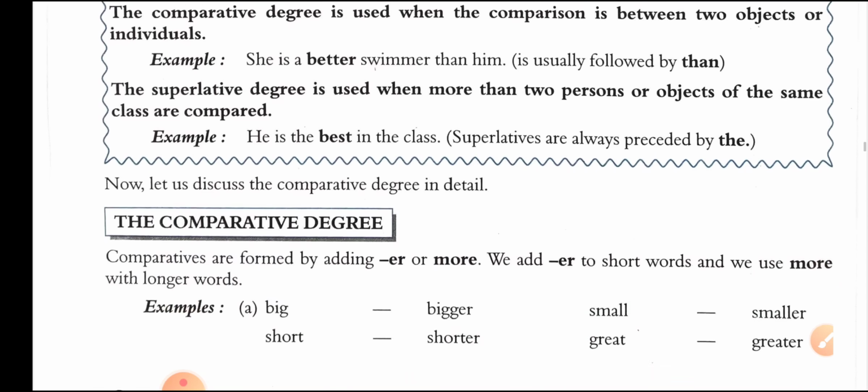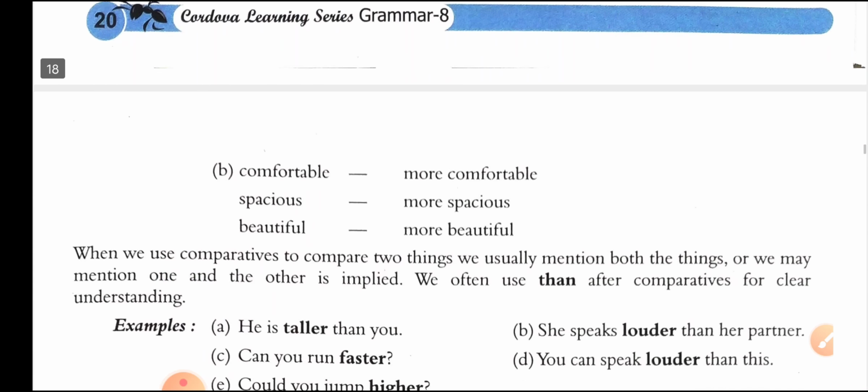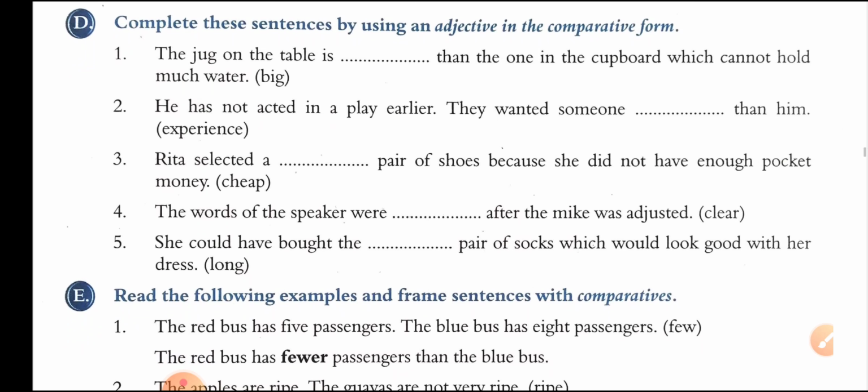Now the exercise given to you here is exercise number D on page number 21. Complete these sentences by using an adjective in the comparative form, right? So comparative form you have to use, means the second degree. Now, the jug on the table is dash than one in the cupboard which cannot hold much water. You can do it without the instruction also, because two things are being compared here, the jug which is kept on the table and the second one which is kept in the cupboard, right?